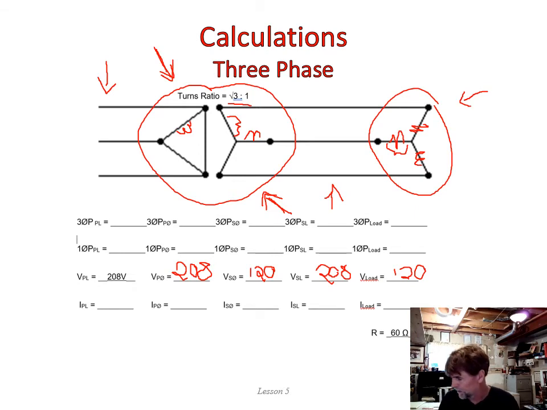Okay? Now I have my calculator handy. Notice what we've done. We figured out all the voltages. We knew where the voltages started. We could work the voltages across. Now we get to the load, and now we can find out our current.